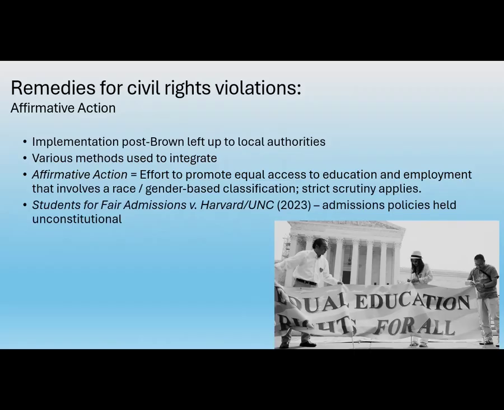That argument is similar to the one being made in the voting rights case, Louisiana versus Callais. Majority-minority districts are a similar remedy to affirmative action. So the court's holding in the Harvard case may weigh heavily on the court's next decision in the Louisiana case. So pay attention to that case. Read the article and then keep your eye on the news to see how the U.S. Supreme Court ultimately rules. That's all I've got for this module.